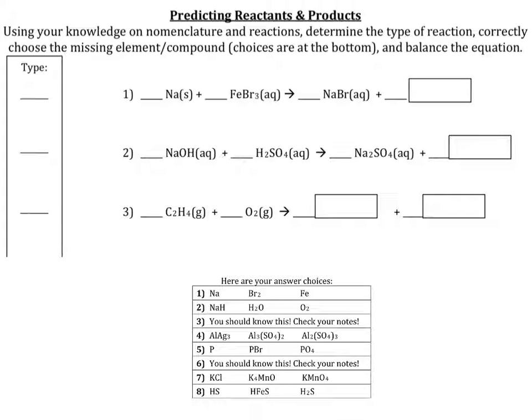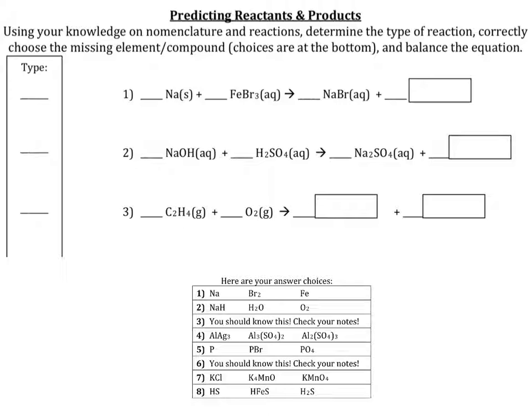All right, let's go ahead and talk about predicting products in chemical reactions. What's going to be really important for this is to identify the type of chemical reaction. And just a quick reminder, we have synthesis, two things coming together to make one. We have decomposition, which is one thing breaking down into two or more. We have single replacement, double replacement, and combustion.